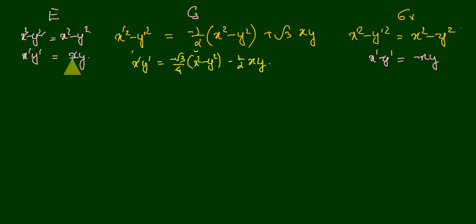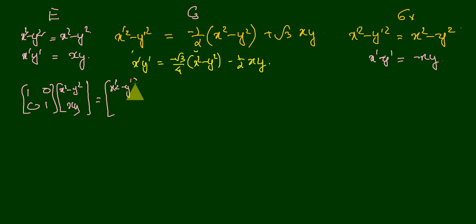Two equations are there, and these two equations can be put inside a matrix. How can we write it? So let me write the matrix here corresponding to this one. The matrix is 1 0 0 1, times x square minus y square, xy, is equal to x dash square minus y dash square and x dash y dash.